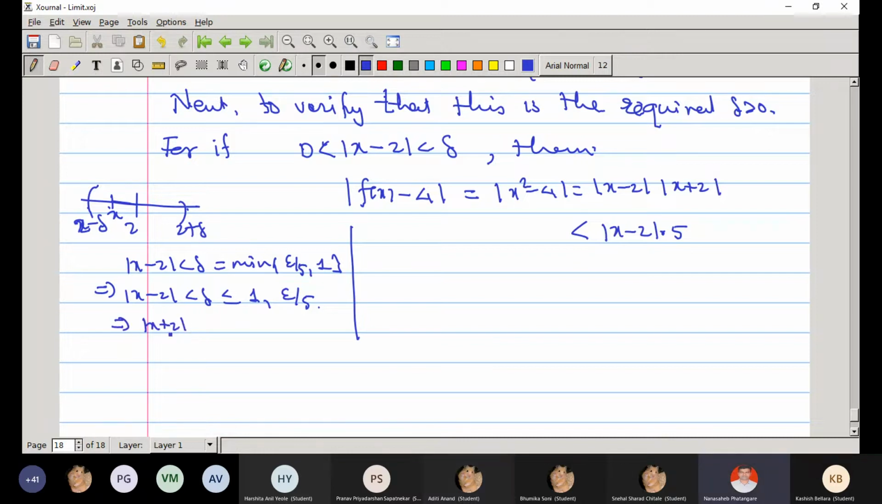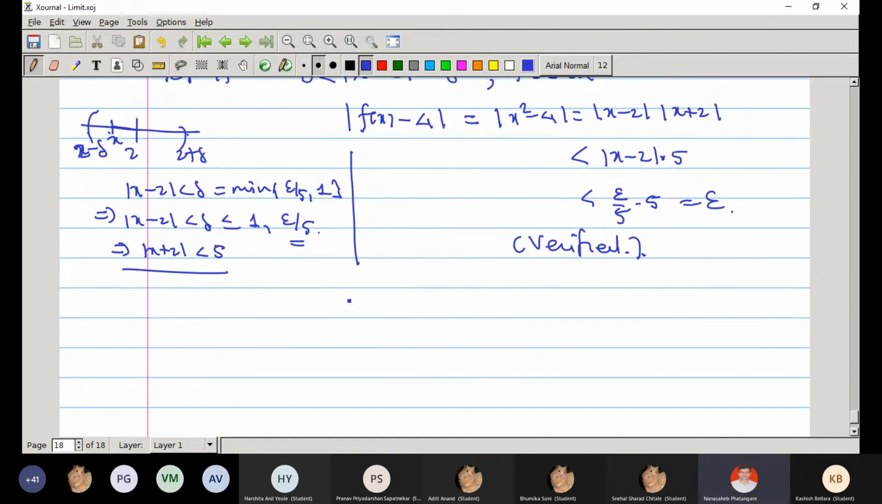Yes, sir. And therefore |x plus 2| is less than 5 from our previous calculations. So |x plus 2| is less than 5 because ultimately |x minus 2| is less than delta. But |x minus 2| is less than delta, therefore |x minus 2| is less than epsilon by 5 also. So this is less than epsilon by 5 into 5, which is epsilon. Right? So verified.